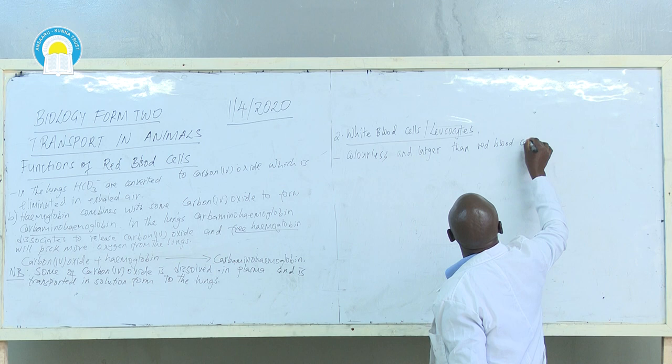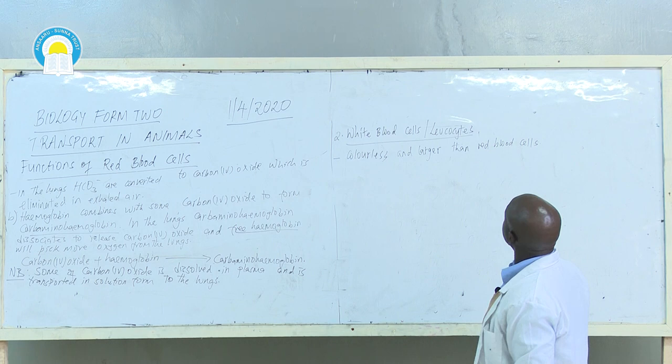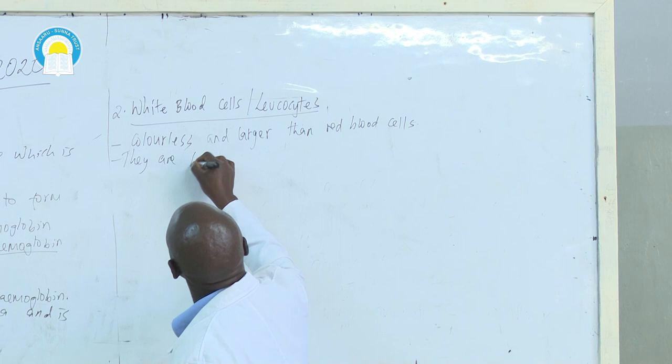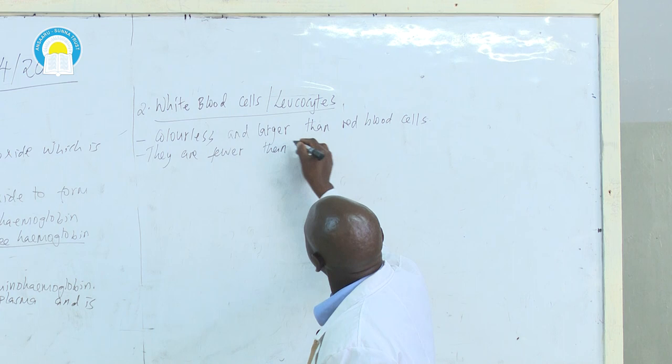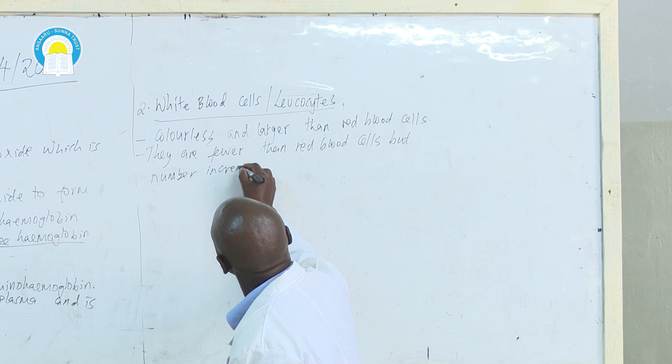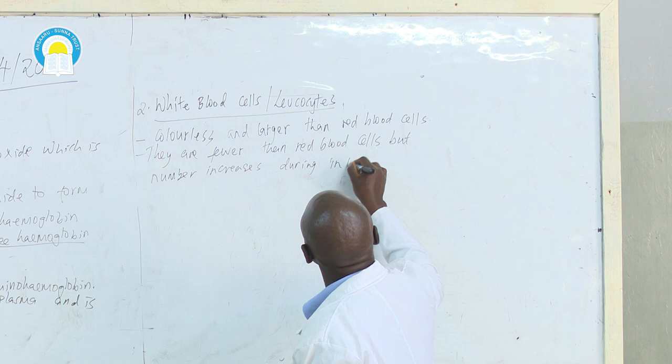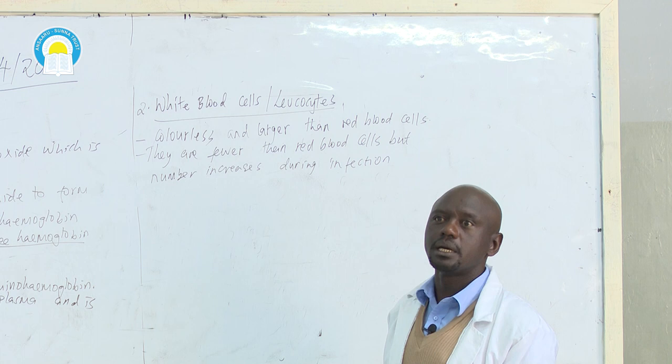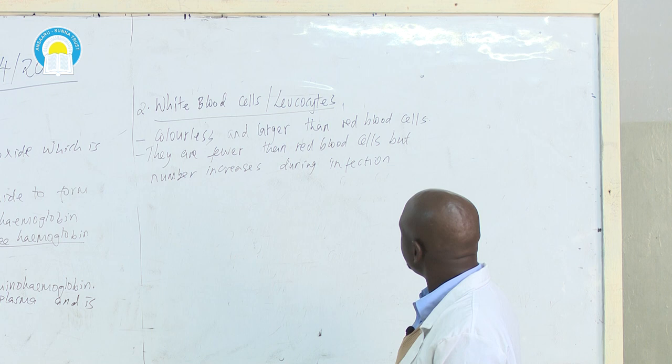So their size will be larger. The other thing is that their number is fewer. So they will be less in number. They are fewer than red blood cells. But the number will increase during infection, so that they can clear the disease-causing microorganisms, which could be bacteria, viruses, or microscopic fungi.